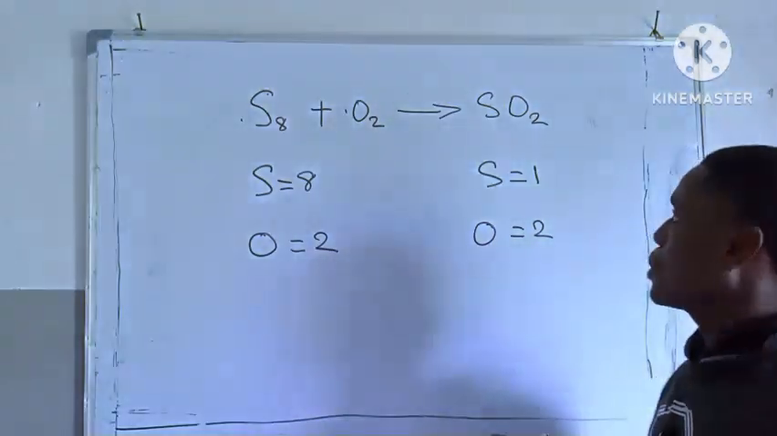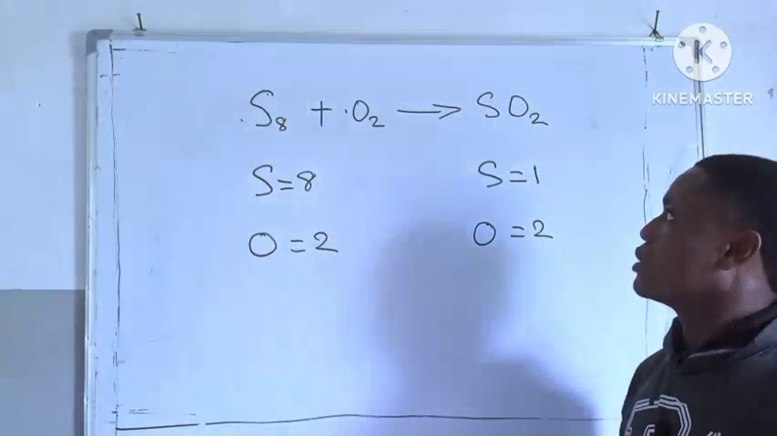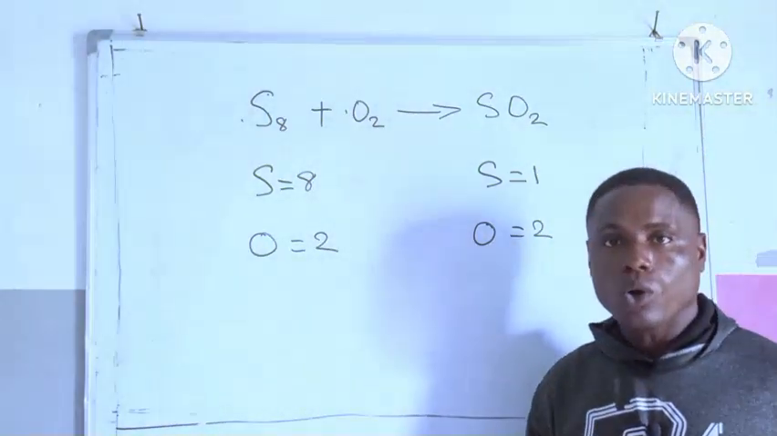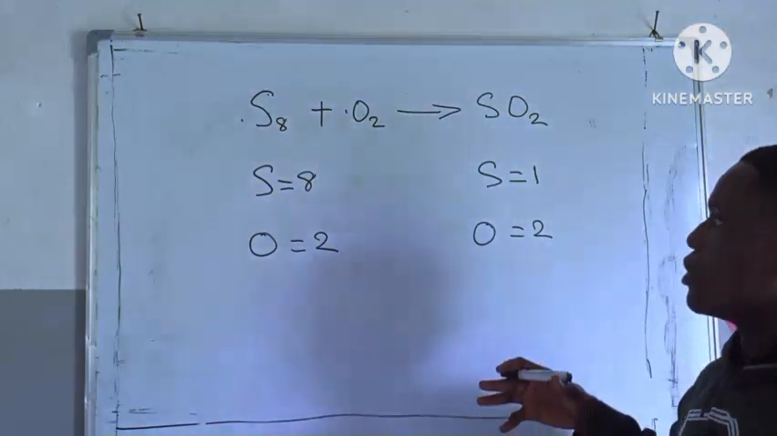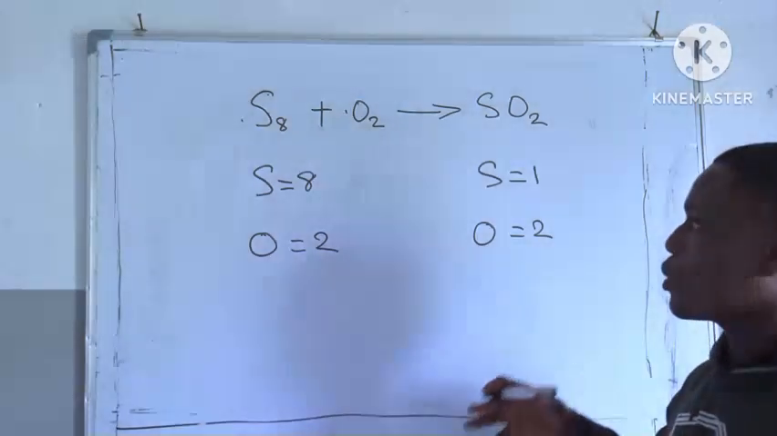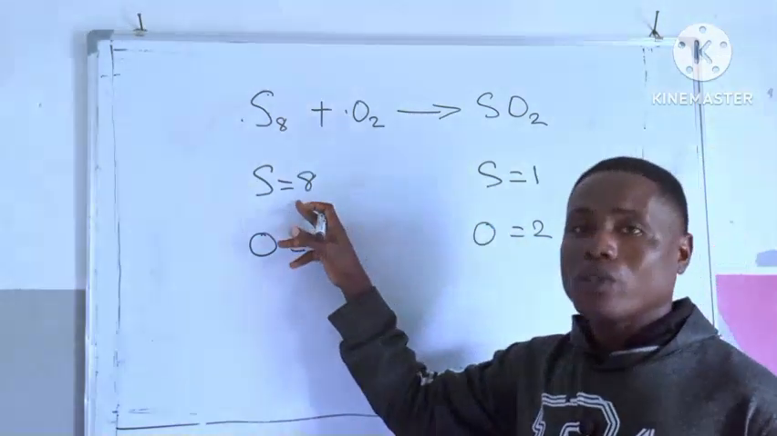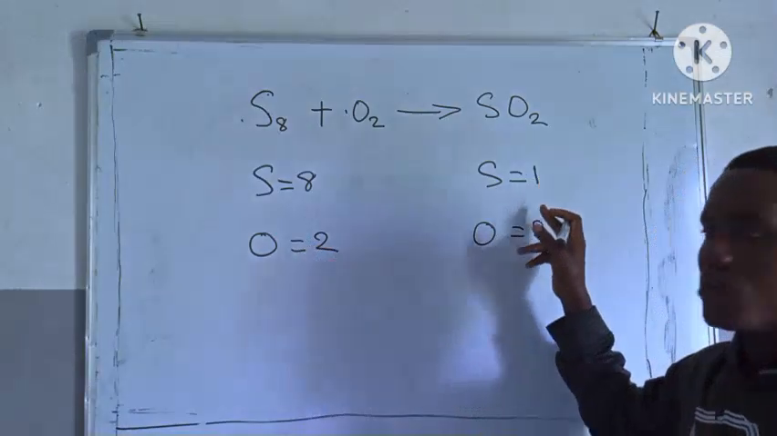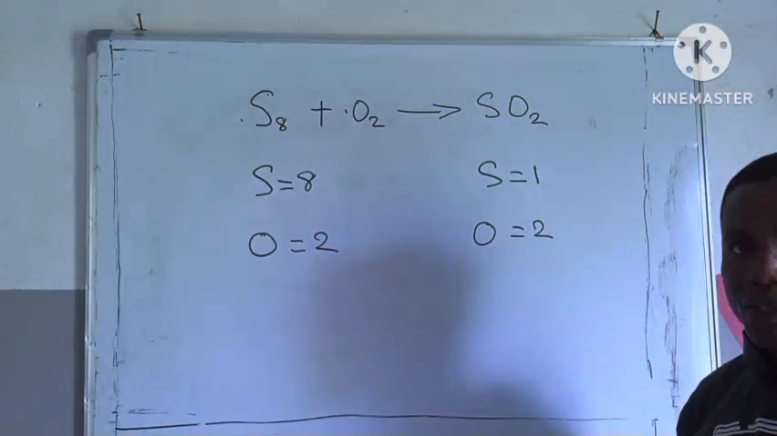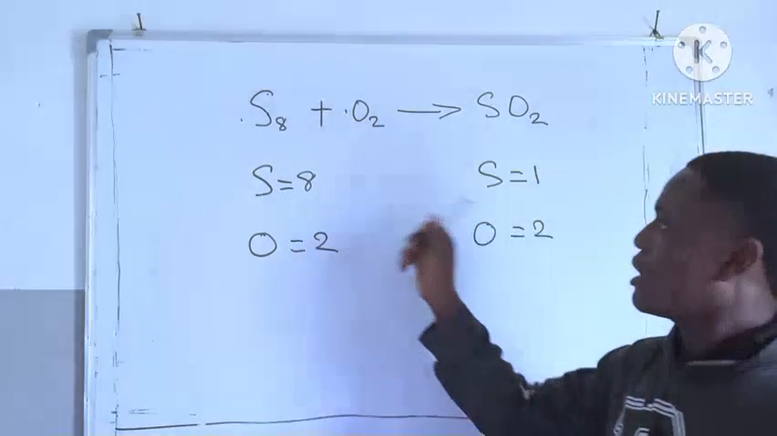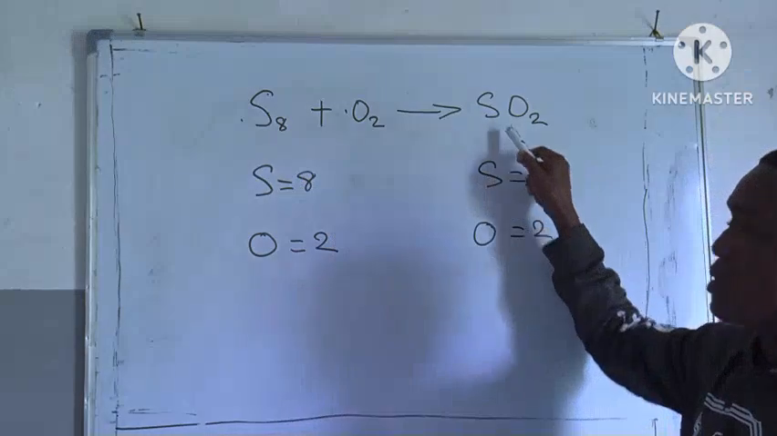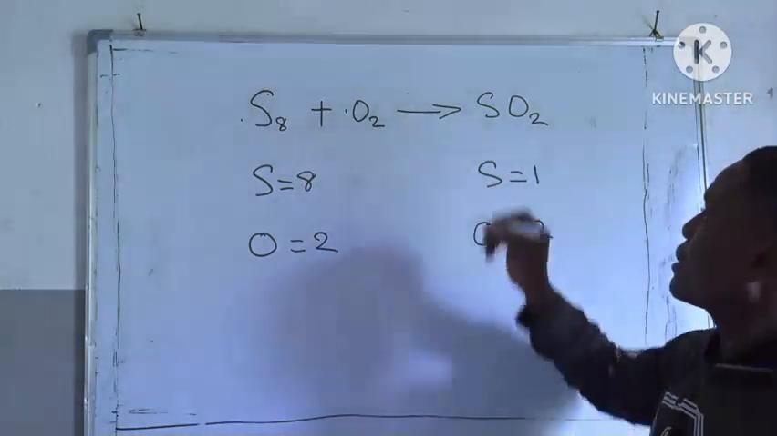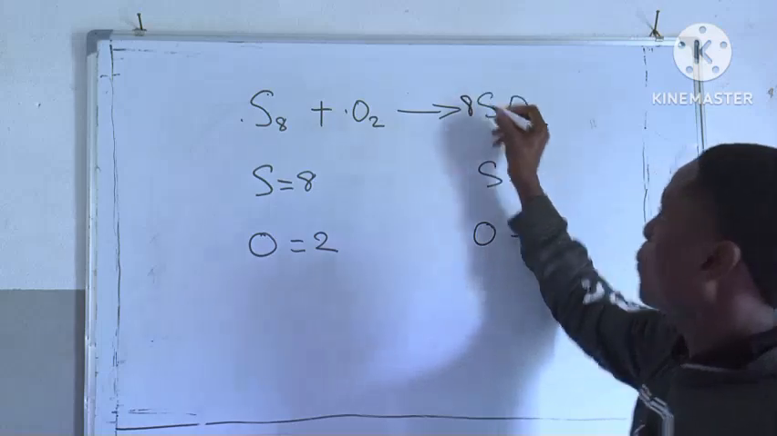Now watch. What we need to do now is to introduce numbers, or to change the coefficient. We have to change the coefficient so that the atoms on the left side must be the same as the atoms on the right side. On the left side, sulfur is 8. Here, sulfur is 1. So let's introduce 8 here.